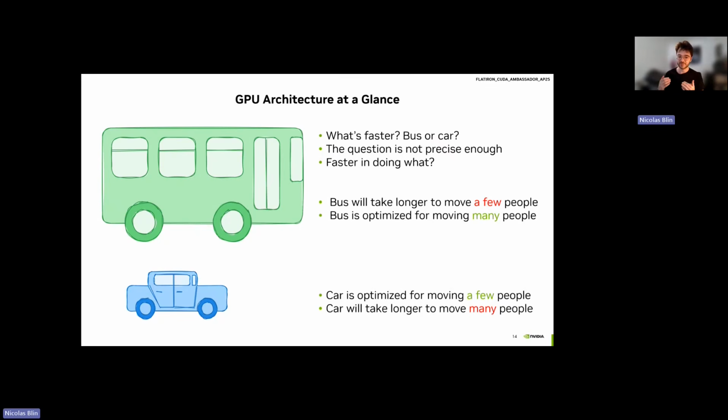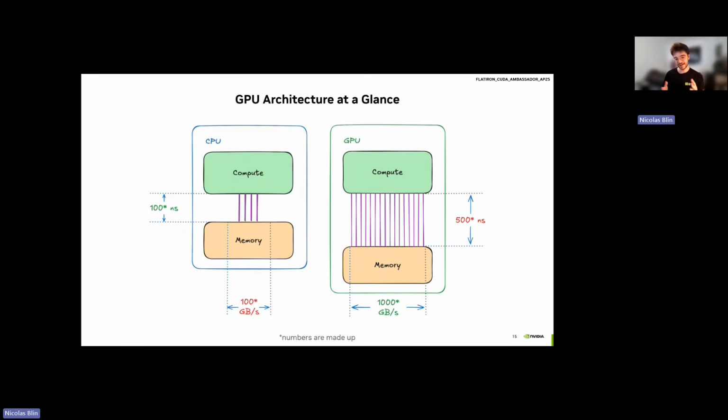The question is, what kind of speed do we want? Do we want to just move one or a few people as fast as possible, or do we want to move many, many people as fast as possible? Depending on the answer, the bus or the car is the best solution for you. And that's the exact same thing for a CPU and a GPU.